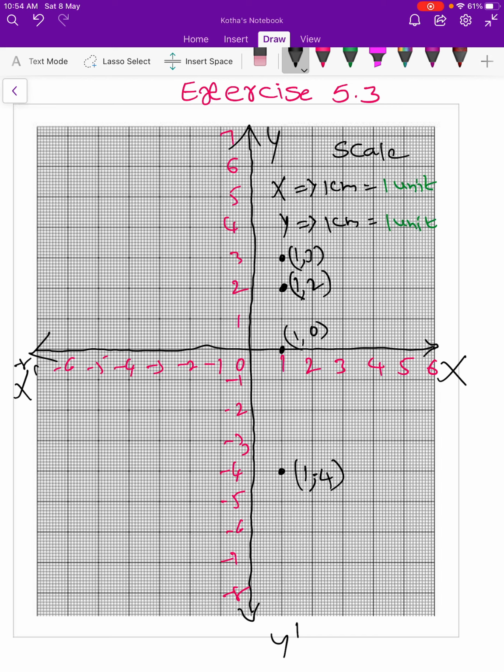Now if you observe all the points clearly, (1, 3), (1, 2), (1, 0), (1, -4), these all are at equal distance from the y-axis. If the x coordinates are the same for some points, then all those points lie at equal distance from the y-axis.